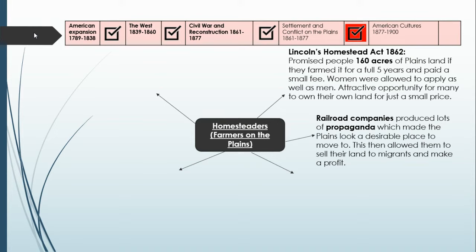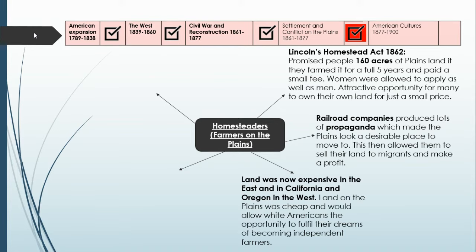Railroad companies produced lots of propaganda, which made the plains look like a desirable place to move to. We did touch upon this when we looked at what the plains was like. They promised that the land would be very easy to grow crops on, that people would make a lot of money. It wasn't necessarily true, but these were the kind of promises that railroad companies made. Remember, they want people to use the railroad, but also they have been given all of this land by Lincoln to then sell on to anybody that moves to the plains. So they want to sell this land. They want to make it look as desirable as possible.